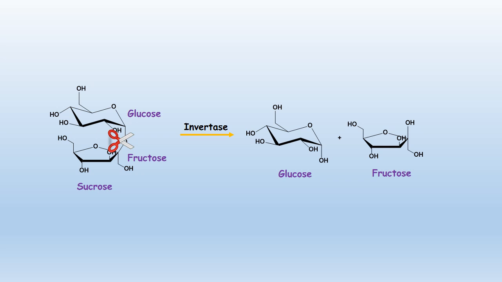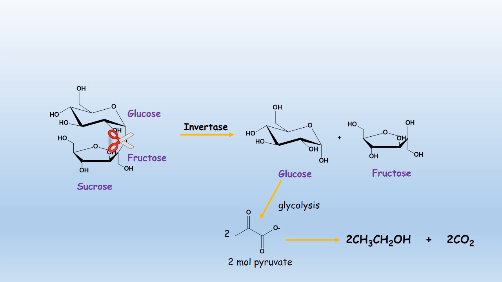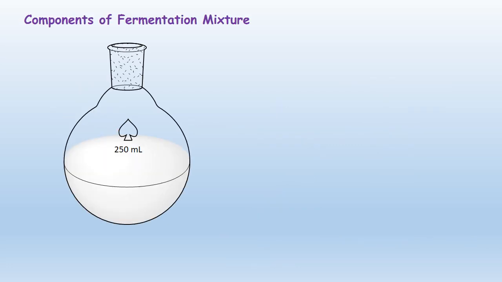of fructose. The glucose will then enter glycolysis and be converted initially into 2 moles of pyruvate, and then finally will yield 2 moles of ethanol and 2 moles of CO2. Fructose can also be fermented, but we are not going to focus on that process in this lecture. Let's talk about how you are going to set this up.